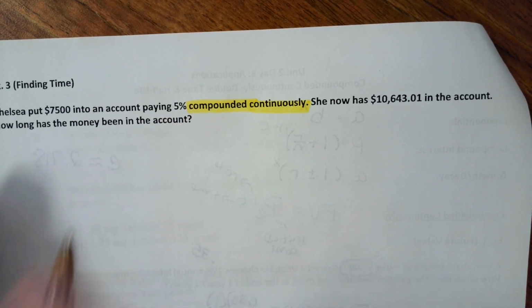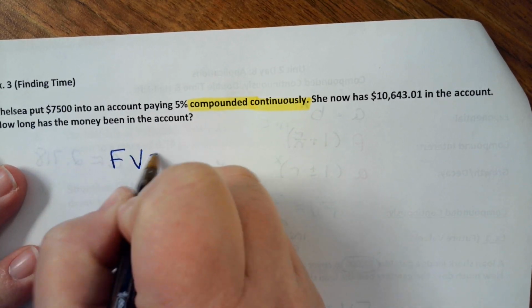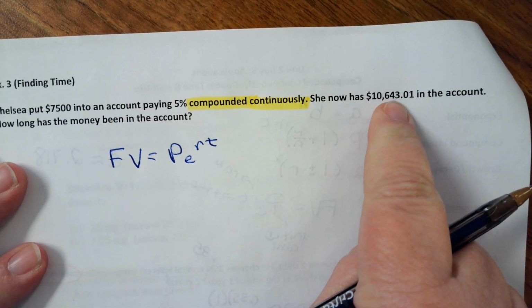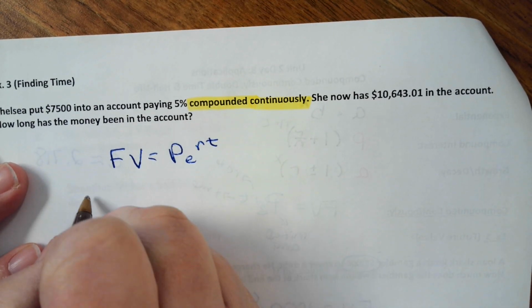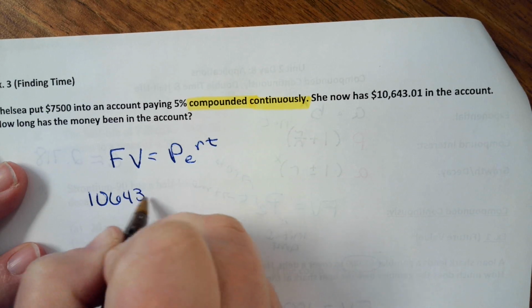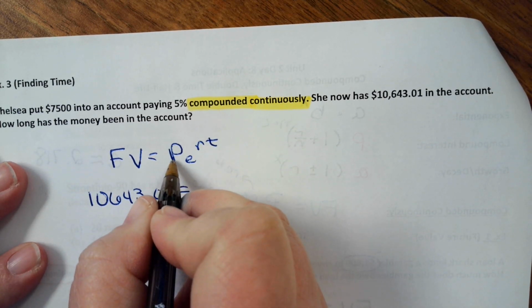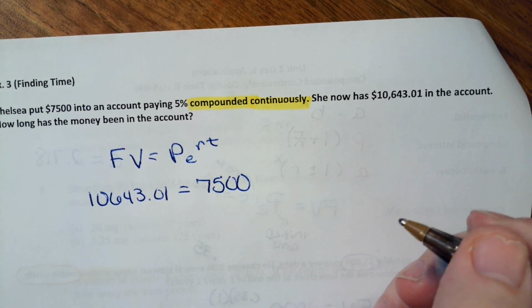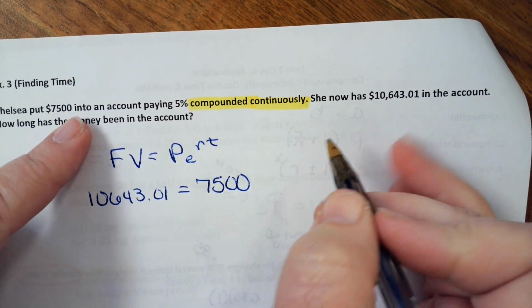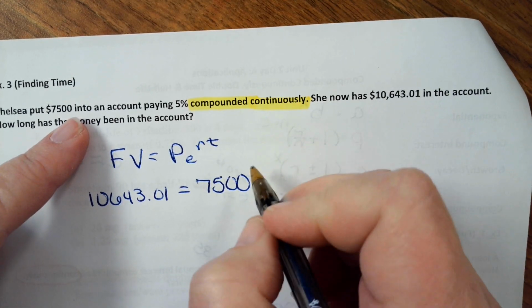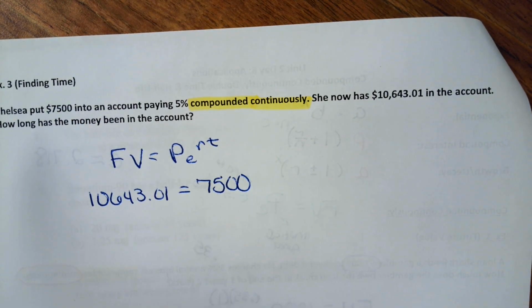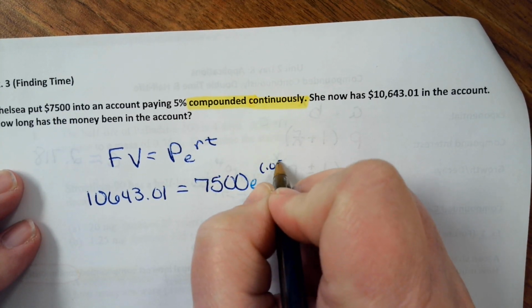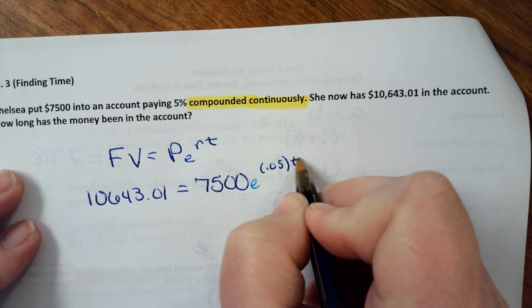So let's set this up. As I always say, write your formula down. That will help you in setting up the problem. All right, what was the final value? Final value was the $10,643 and some change, 10,643.01. The initial amount was $7,500. Then we're going to do e. Our rate is 5%, so 0.05. And time is what we don't know, so we're going to leave that as a t.